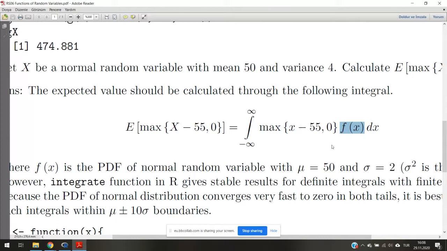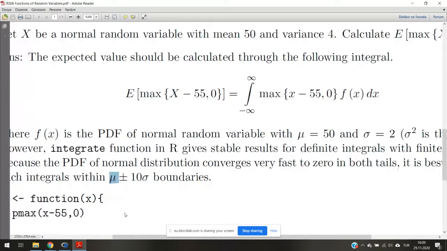Now, what we know is for standard deviation 2 and location parameter 50, when the values are 10 sigmas, or 10 standard deviations far from the location parameter, the probability density function is just going to converge to 0. In fact, we have stated in the theoretical course that even when you move more than 4 standard deviations far from the location parameter, the PDF values are going to be very, very small. Therefore, it is sufficient to integrate between 10 standard deviations away from the location parameter, and we are going to get the same result.